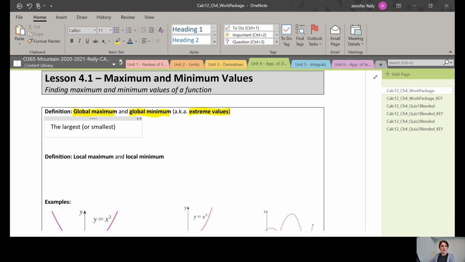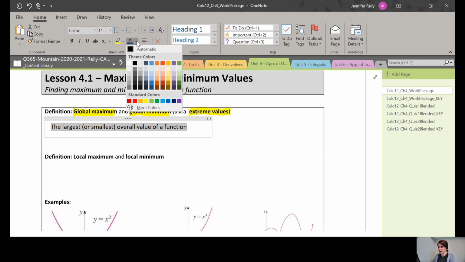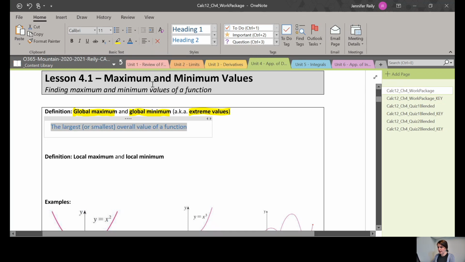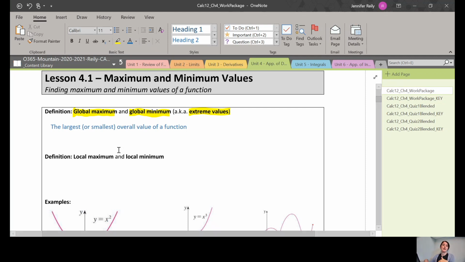A global max or a global min is, let's talk about global max first, the largest or smallest overall value of a function. The highest point on a graph would be the global max. The lowest point on a graph would be a global min.